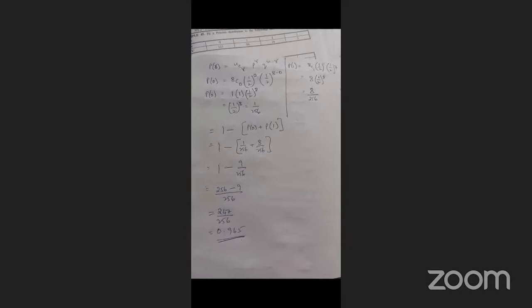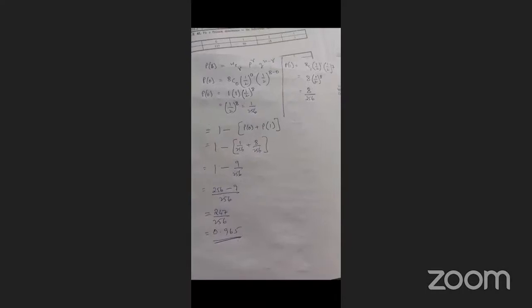See, here we have taken the working as P of R is equal to NCR, P to the power of R, Q to the power of N minus R. So P of 0, that means your R is equal to 0. When R is equal to 0, that means 8C0, (1 by 2) to the power of 0, (1 by 2) to the power of 8 minus 0. So 8C0, I told you already how to calculate NCR. That is 8 factorial divided by (8 minus 0) factorial into 0 factorial. 0 factorial is equal to 1. 8 minus 0 is 8 factorial. Top also you have 8 factorial. Put together it is 1.